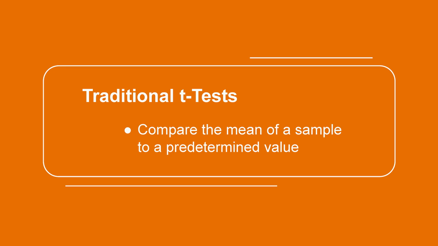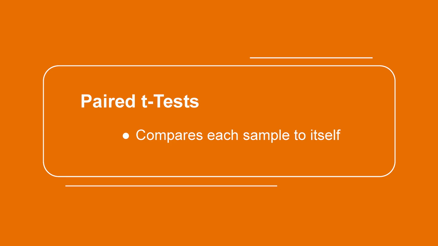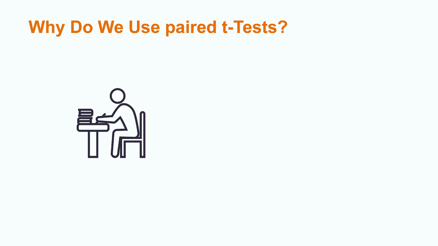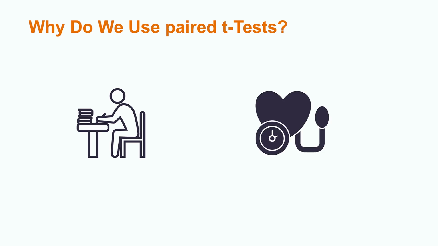While traditional t-tests compare the mean of a sample to a predetermined value, a paired t-test compares each sample to itself. Other examples where a paired t-test would be used include testing the scores of students before and after a new study program, and measuring a patient's blood pressure before and after a medication.